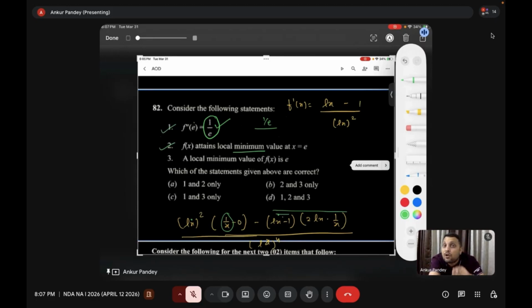Now what is the local minimum value? For that we have to put in the main function. f of x by definition was x by log x. So when I put x equal to e, I get e by log e. Log e is 1, e by 1 is 1. This is also correct. Which of them are correct? 1, 2 and 3 are correct. Clear?